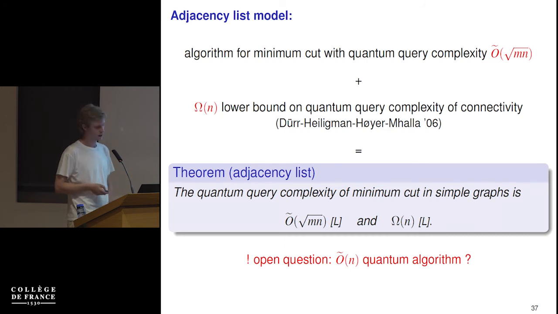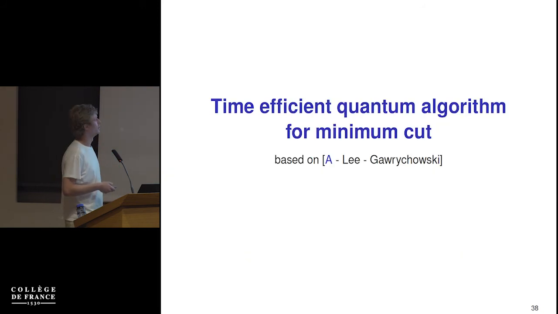Now, this is quantum query complexity, and in the end, what we really care about is the time complexity. Basically, how long does the algorithm run? And this is something that we looked at in follow-up work together with, again, Troy Lee and Pavel Gavrichovsky, who, as Daniel mentioned, is not doing quantum algorithms, but mainly classical algorithms and classical data structures and so on. But the problem that we're solving here is actually a classical problem in the end.